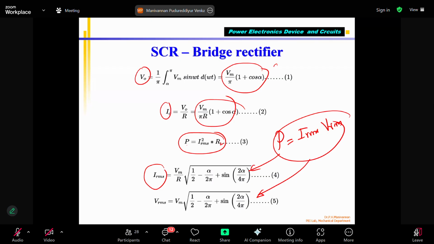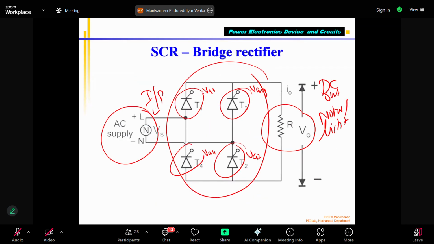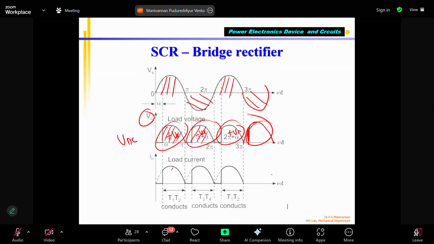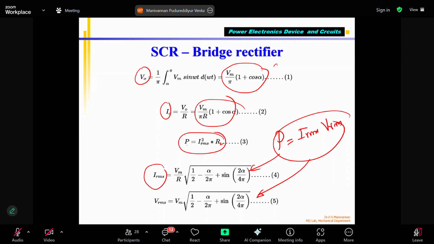What I will give is, I will ask you to draw this bridge rectifier and with waveform, show how it works, explain. Okay. Then compute the V naught or VDC for different conduction angles, alpha equal to say 40 degrees and alpha equal to 80 degrees. Compute V naught, I naught and power for the bridge SCR rectifier. Then you need to remember this formula. Okay. I think time is up.